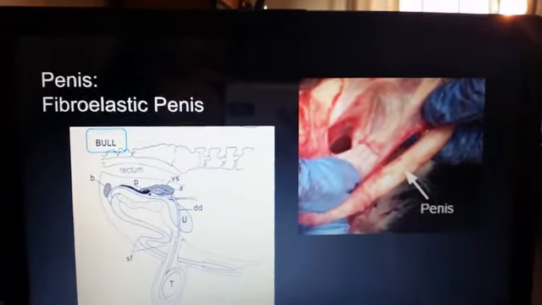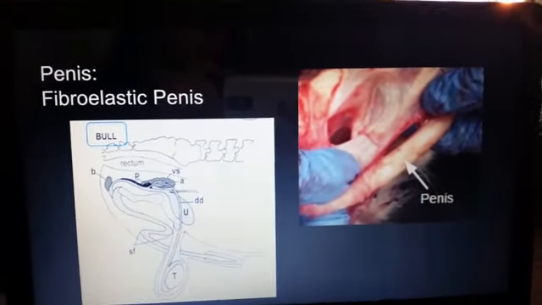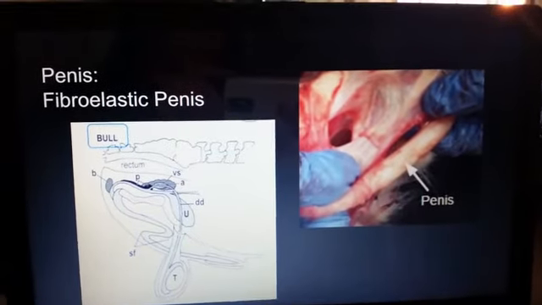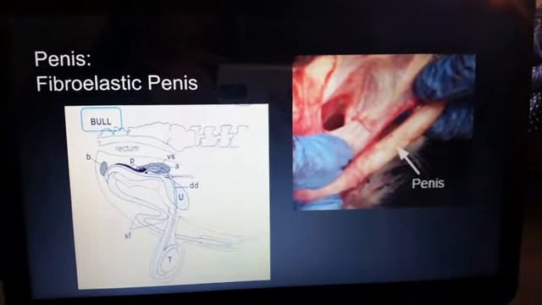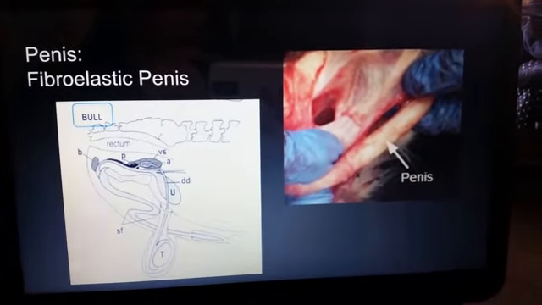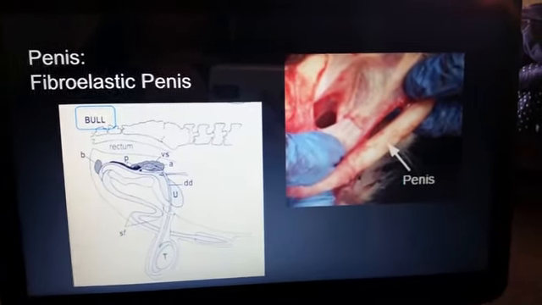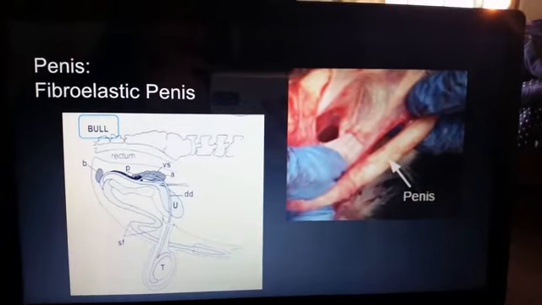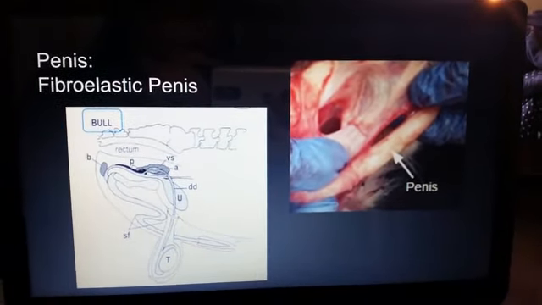There are two main types of penises. The penis exhibited in the male bovine, or bull, is the fibroelastic penis. The fibroelastic penis is characterized by the sigmoid flexure, as denoted by SF in the diagram, and the fact that it is stiff even when the animal is not sexually aroused.